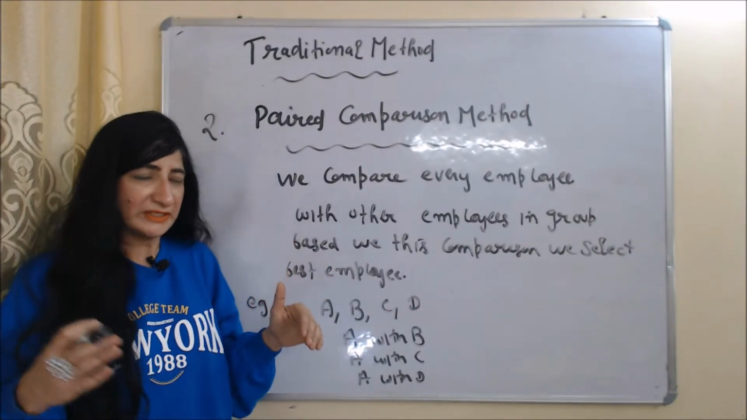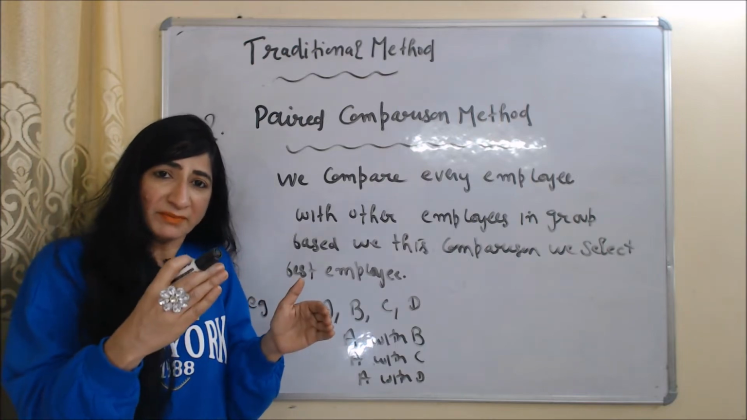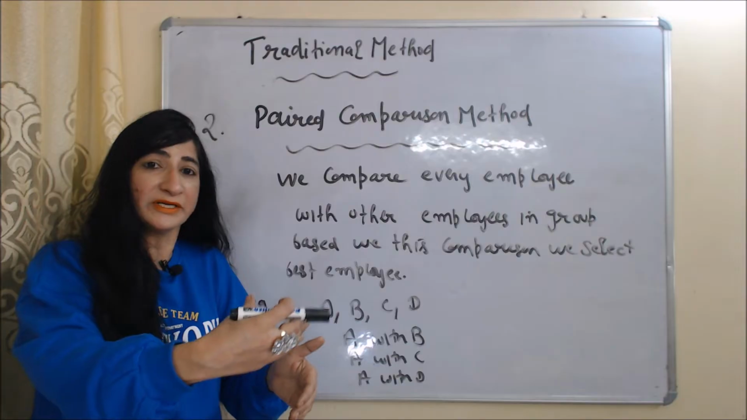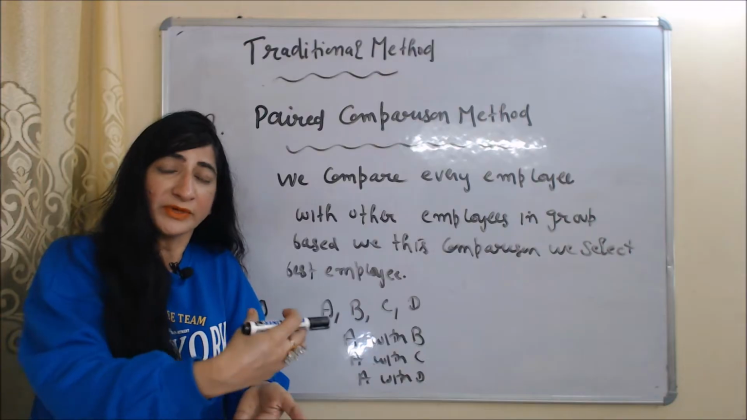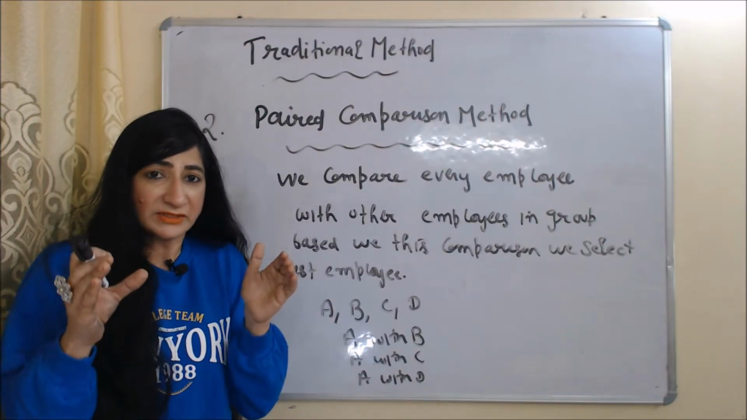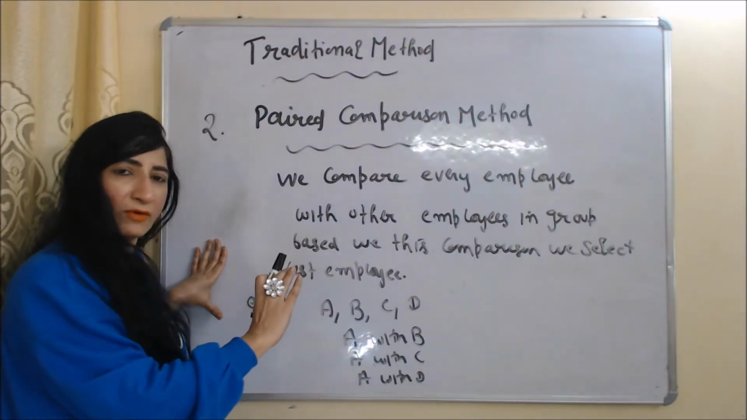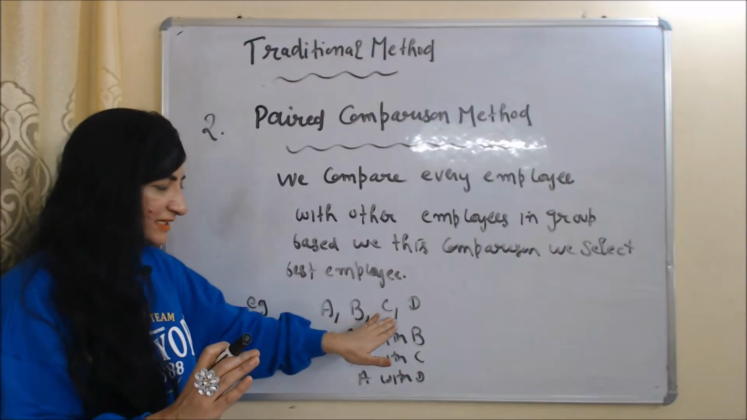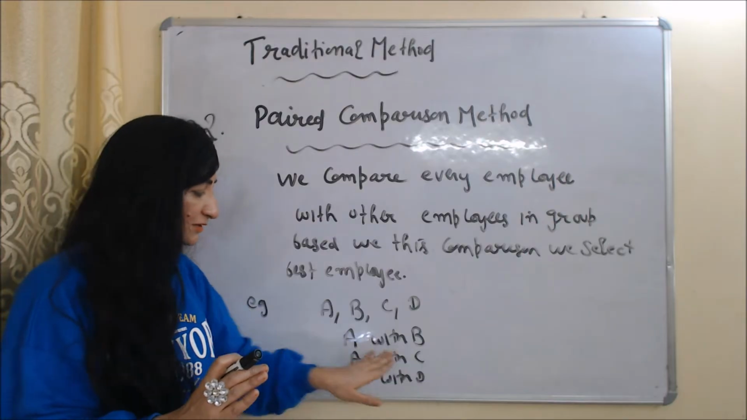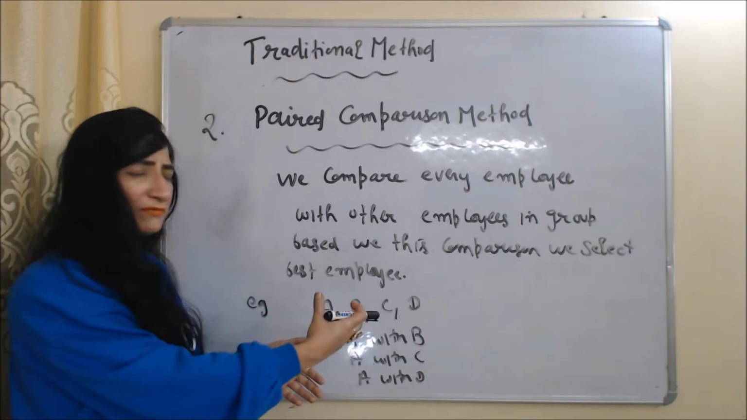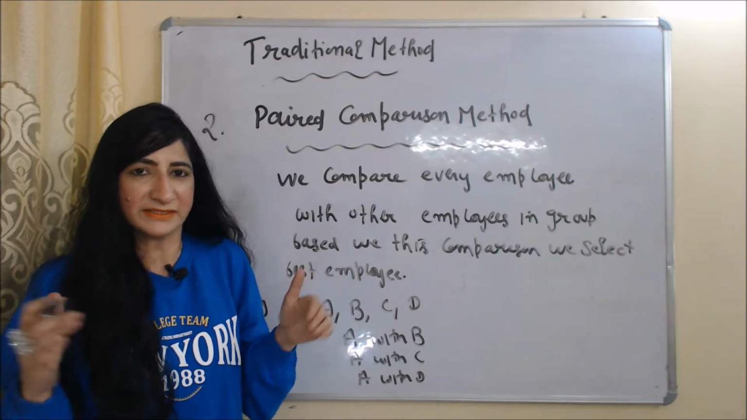Next traditional method is paired comparison method. In this method, we compare every employee's performance with other employees in the group, and based on this comparison, we will select the best employee. For example, there are 4 employees in a group: A, B, C and D. We compare A's performance with B, with C, and with D. Similarly, we do comparison of B, C and D. And based on this comparison, we will select the best employee.